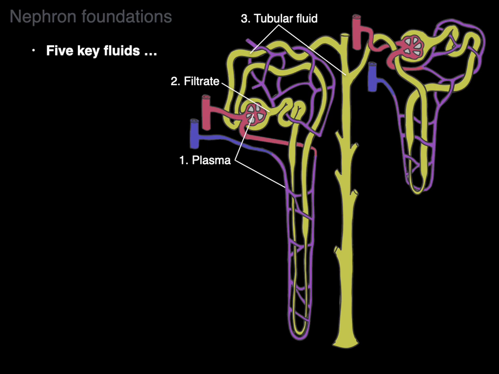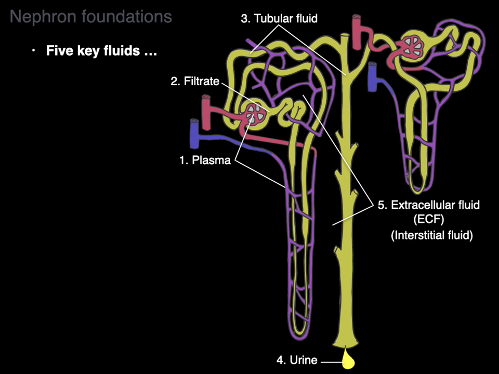Next is the tubular fluid. This is the fluid within the lumen of the renal tubules. It begins as filtrate in the proximal tubule, but is converted progressively to urine by the end of the collecting ducts. So there's our fourth type of fluid. And then finally, we have extracellular fluid, or abbreviated ECF. This is the fluid located within the tissues between the renal tubules and capillaries. And this is why it's also known as interstitial fluid.